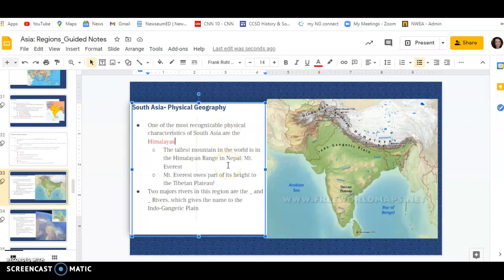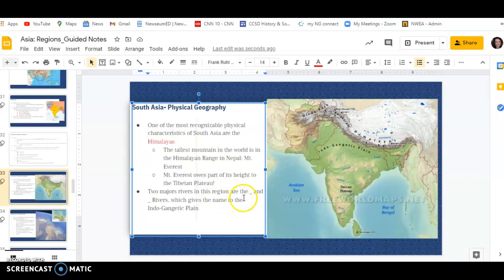Pardon me, I might sneeze. Mount Everest owes part of its height to the Tibetan Plateau. Remember when we talked about the world's most extremes, we talked about how arguably Mount Everest is not the tallest mountain in the world because part of its height comes from the Tibetan Plateau. We're not measuring the base of the mountain itself.